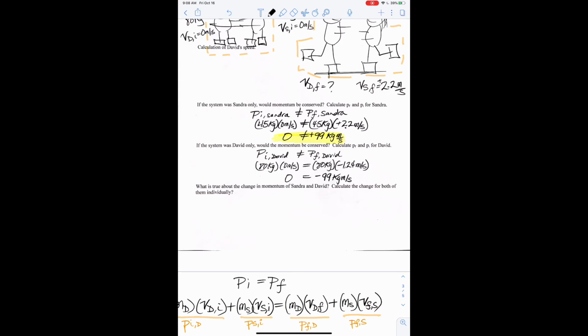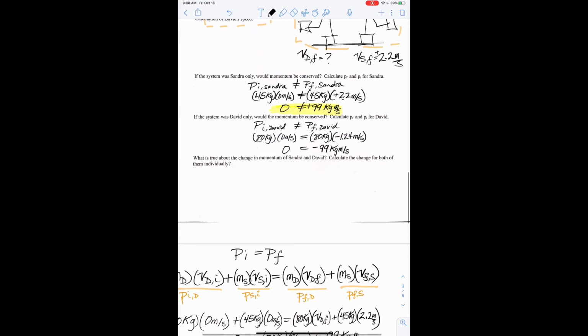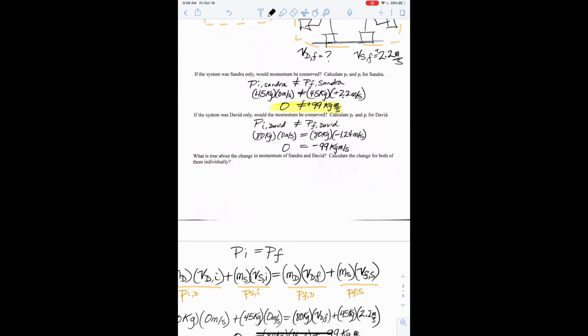And so the next question says, what is true about the change in momentum of Sandra and David? Calculate the change for them both. If we want to find the change in momentum, let's just go ahead and do that like this.